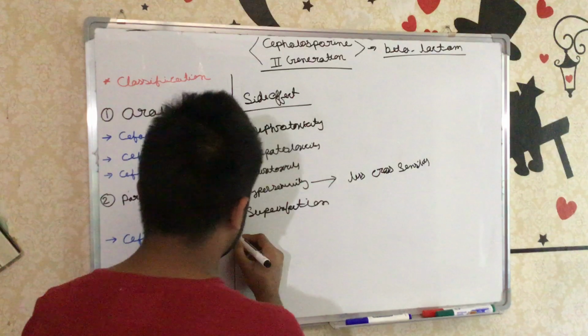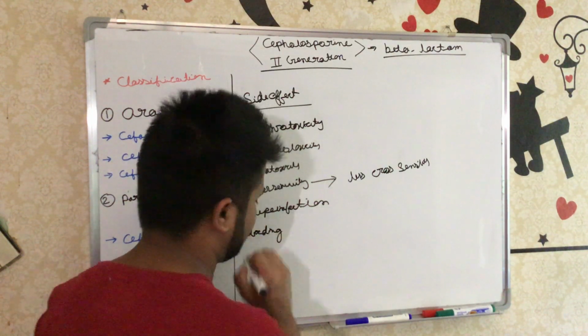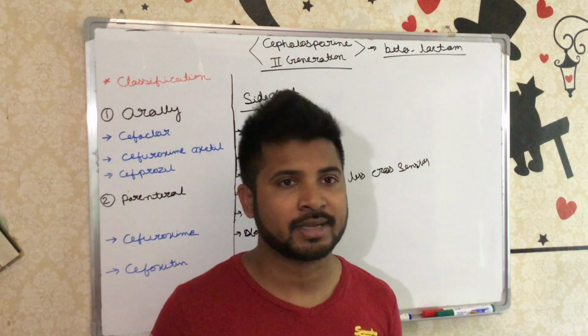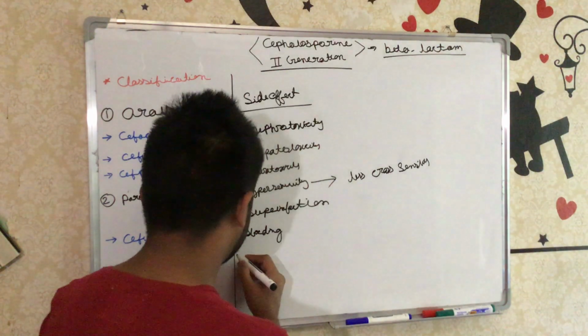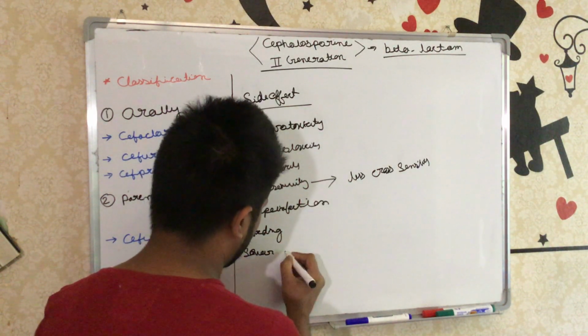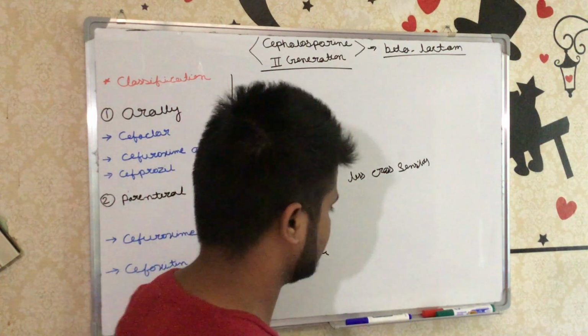Along with this, bleeding can also occur because it suppresses the bone marrow. So neutropenia and thrombocytopenia can obviously occur. So anemia: those who have chronic anemia or severe anemia should avoid it, or it should be a contraindication.